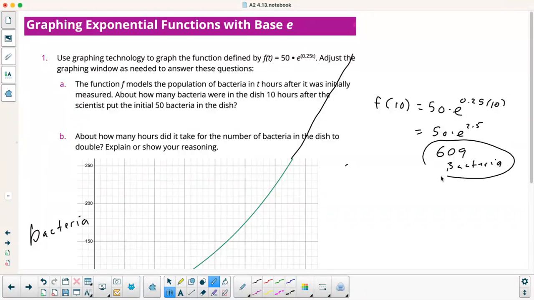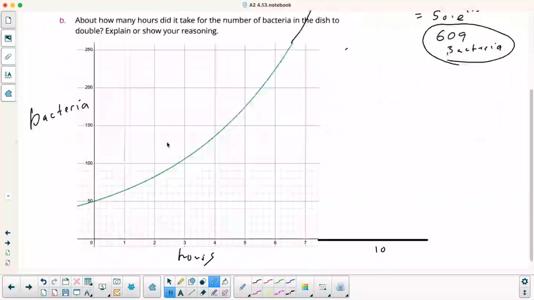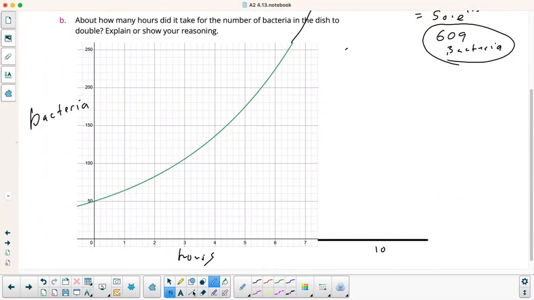All right, how many hours did it take for the number of bacteria in the dish to double? So if I double, I need to know when I get to 100. Now I did leave enough room in my graph. So if I start with 50, when do I get to 100? It looks like 2.8 maybe. So I would say approximately 2.8 hours.